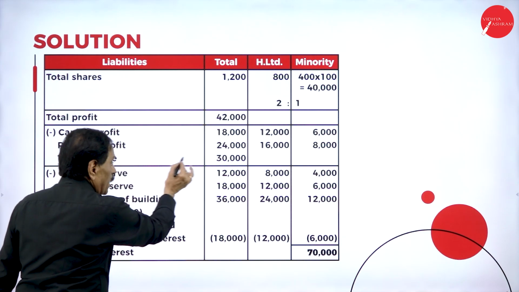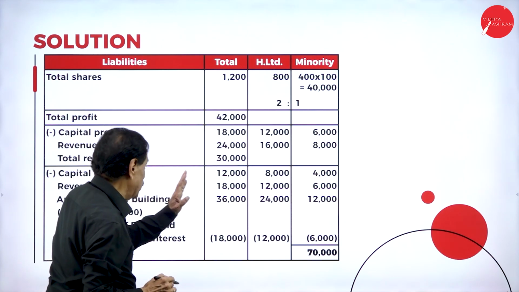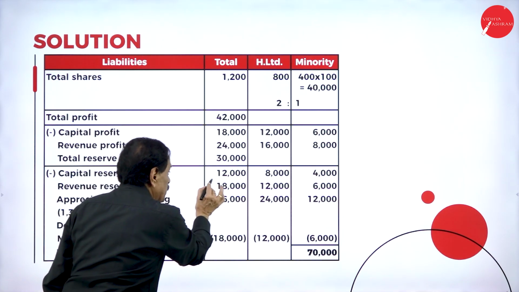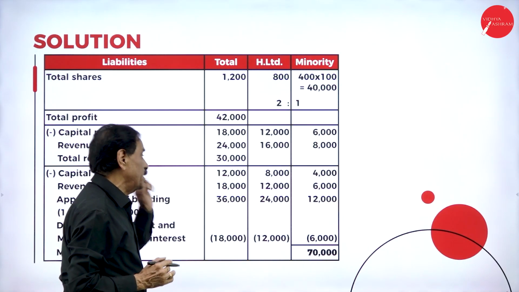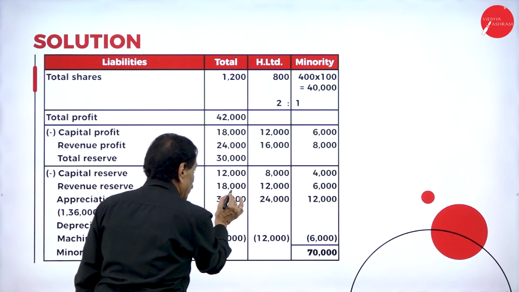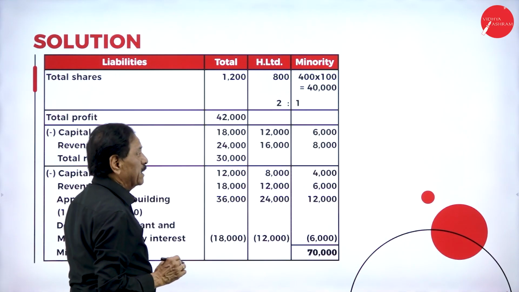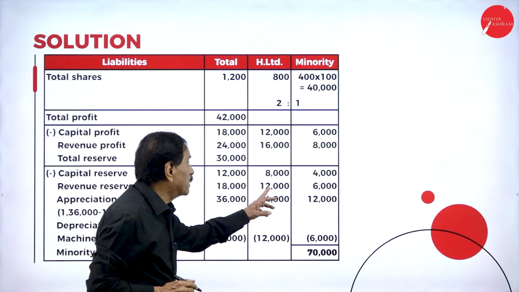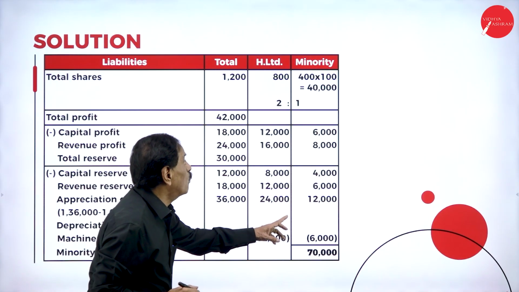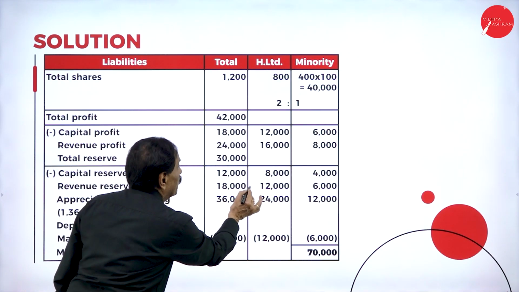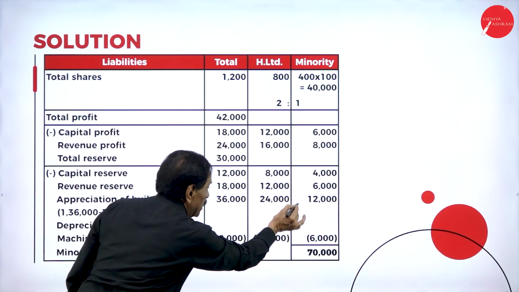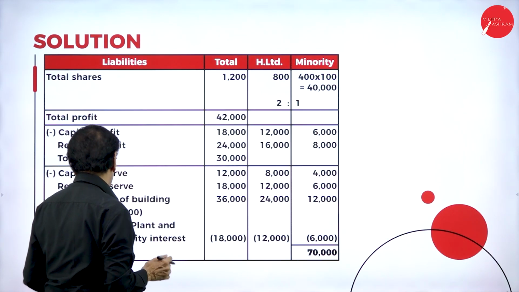Then the total reserve available in the balance sheet is 30,000. At the time of acquisition, reserve is 12,000, which is capital reserve. The balance 18,000 is nothing but revenue. 12,000 is divided in the ratio of 2:1: 8,000 goes to H Limited, 4,000 goes to minority. 18,000 is divided: 12,000 goes to H Limited, 6,000 goes to minority.